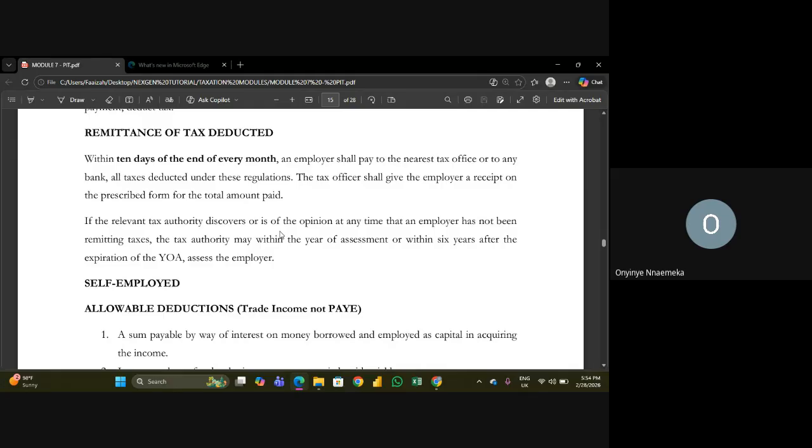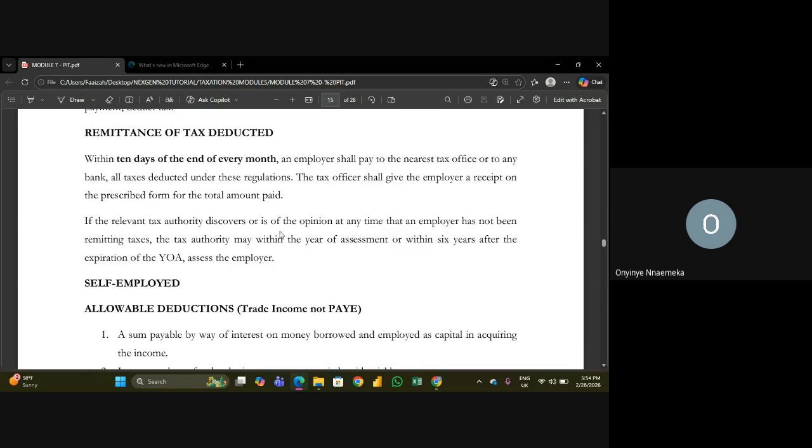January. An employer shall pay to the nearest tax office or to any bank all tax deducted under this regulation. The tax officer shall give the employer a receipt on the prescribed form for the total amount paid. When you pay online, there's a receipt that they issue, and the receipt will always be available on your portal.